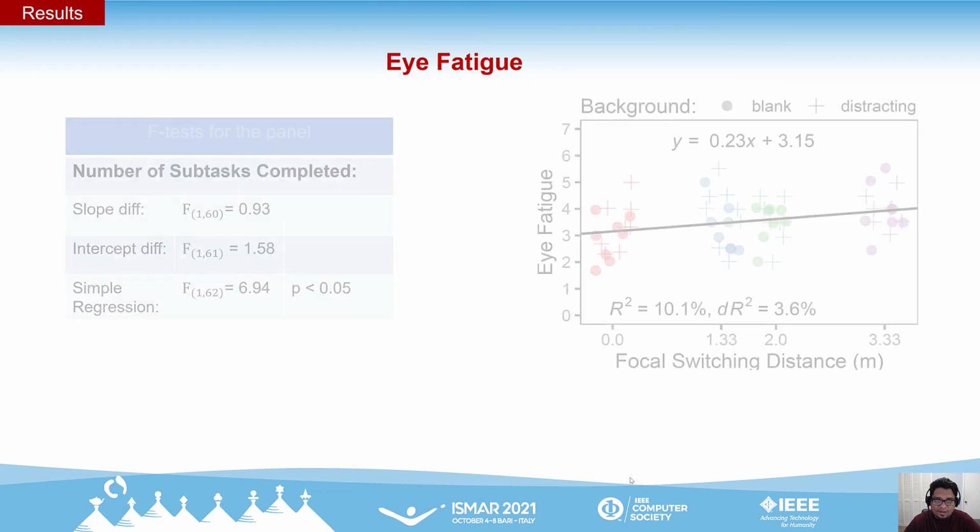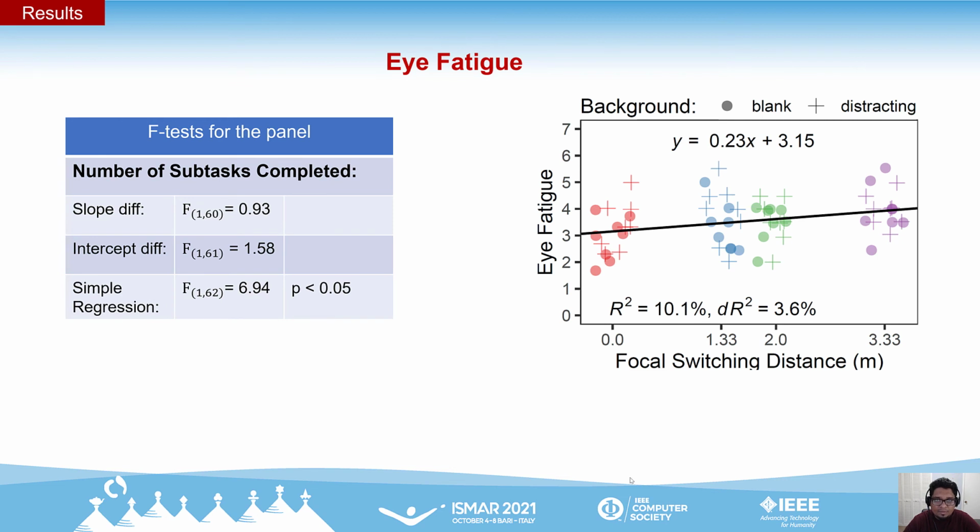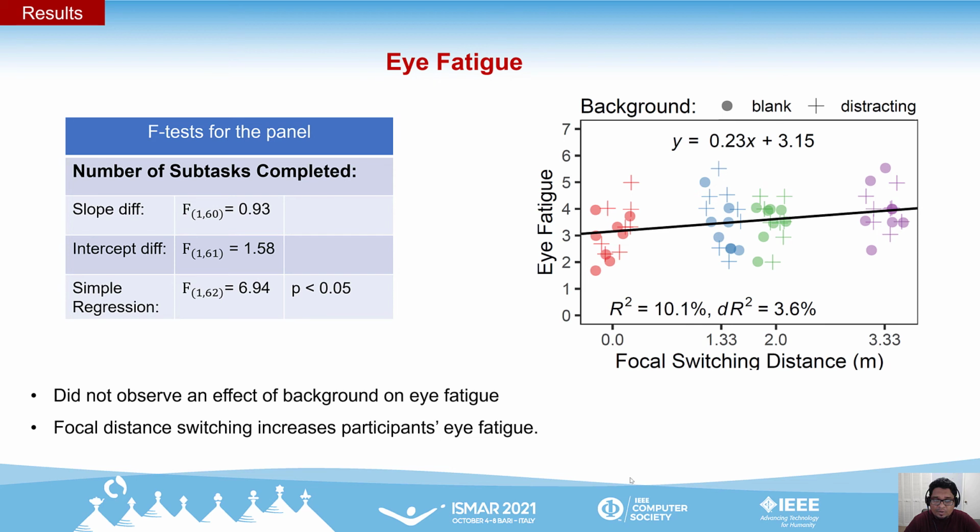Let's look at the eye fatigue. Here, similar to the previous graph, you can see that there is only a single linear equation because we didn't observe any significant slope difference or intercept difference. Therefore, there is no interaction effect, no effect from the categorical variable, and only the main effect of focal switching distance exists. Therefore, we can say that we did not observe an effect of background on eye fatigue. However, we can see that as the amount of focal switching distance increased, participant eye fatigue also increased.